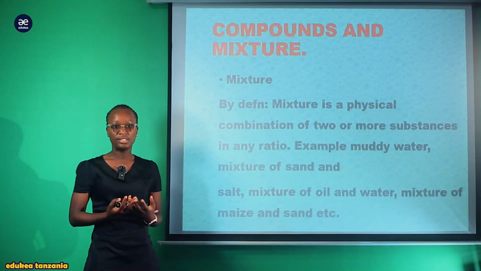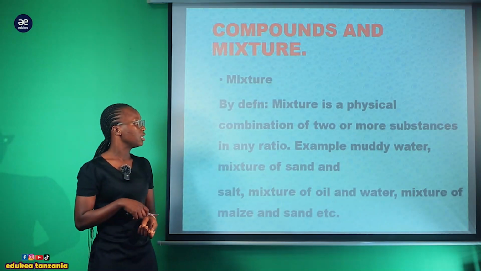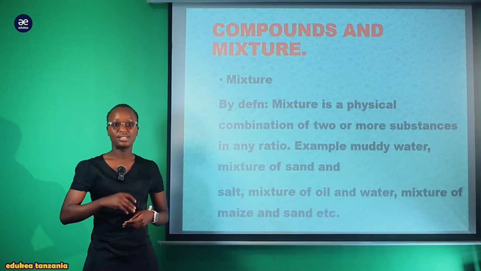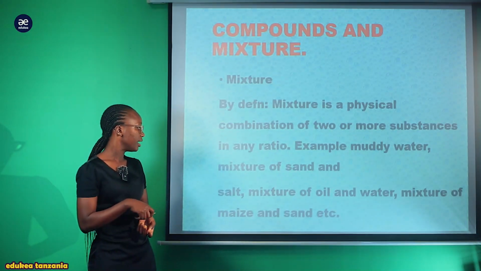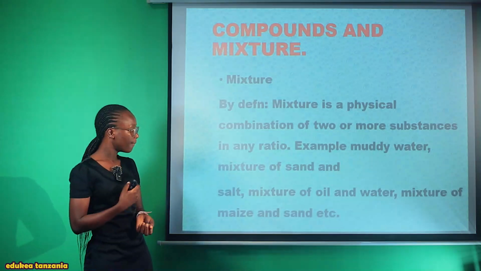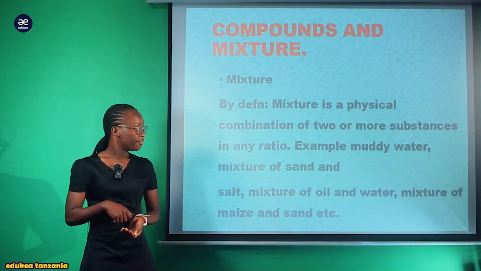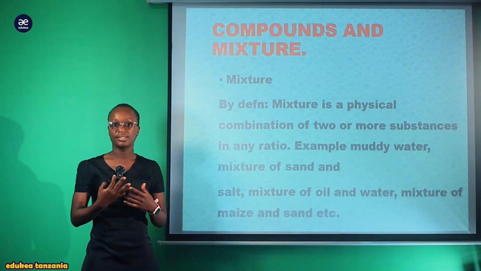For instance, we have the combination between mud and water. So this is very common. That's why we say it is a physical combination. And also we can have the mixture of sand and salt. But also we can have the mixture of oil and water. For instance, also we have the mixture of maize and sand. These are examples of physical combination of substances which we call a mixture.